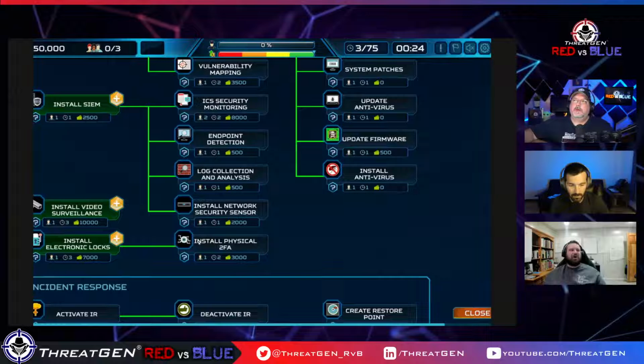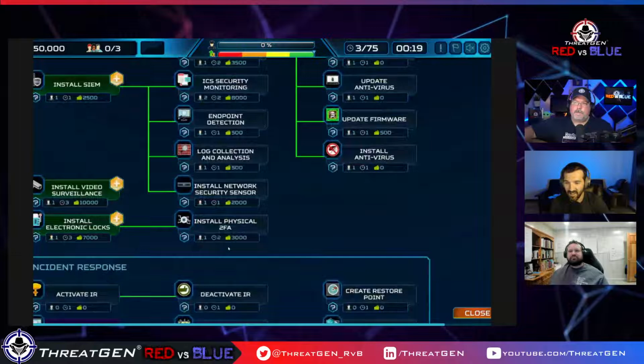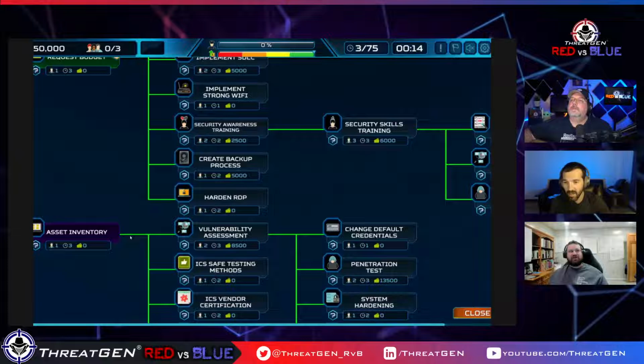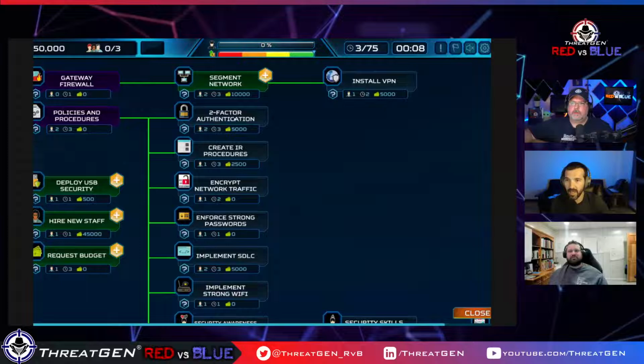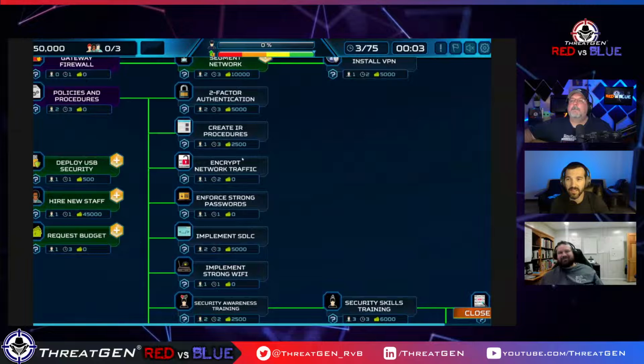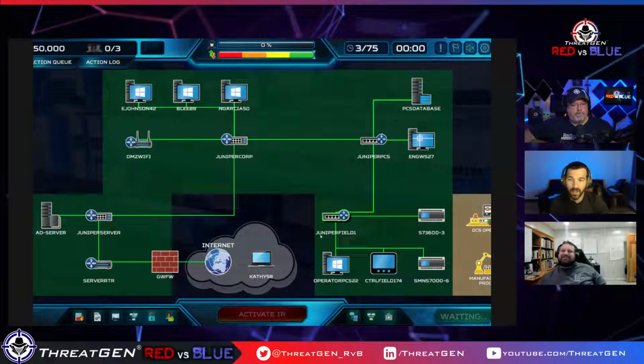A whole order of magnitude less than the SIEM. Network segmentation? No, the SIEM. The SIEM currently is the winner. Okay. That's good. So we're going to unlock a bunch of stuff here: 2FA, IR procedures. You got 5 seconds. Yeah, no, that's all right, because all of our assets are currently allocated. Oh, I didn't even realize they're all gone. Yeah, this is fine. Basically, now they're unlocked, okay?